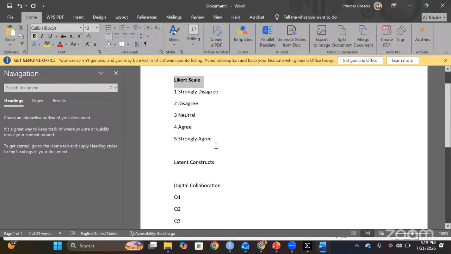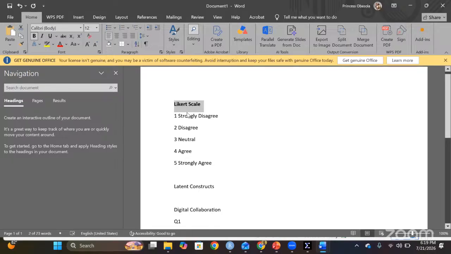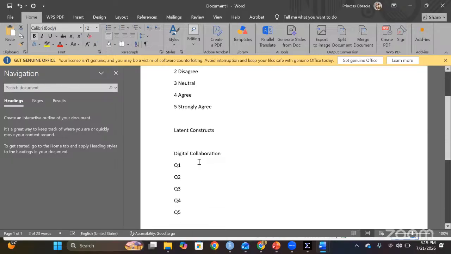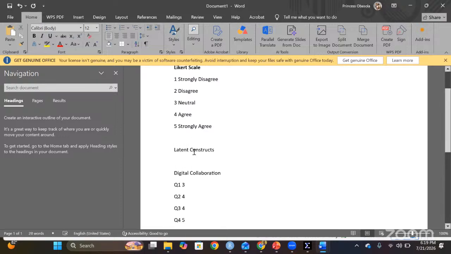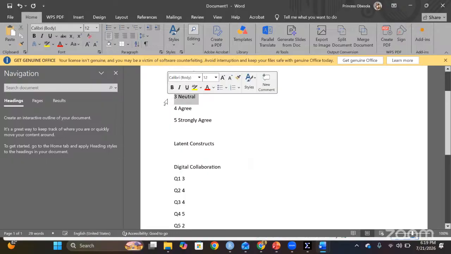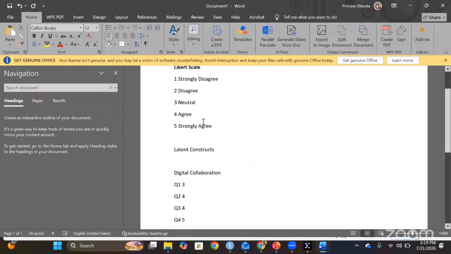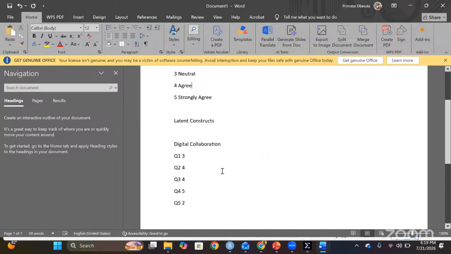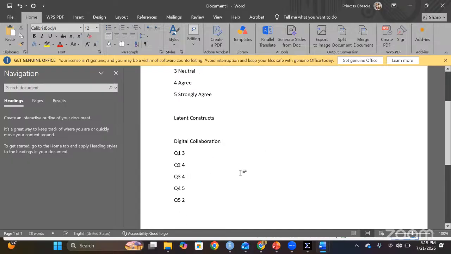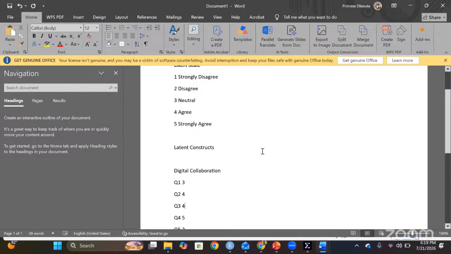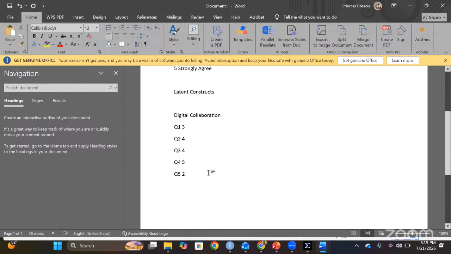So for each question, the person would pick any of these options. Let's say someone picks 3, 4, 4, 5, then 2. That means that for question 1, the person is neutral. For question 2, the person agreed. For question 3, the person agreed. But for question 5, the person disagreed. So what we then do is either average or sum all of that person's responses.